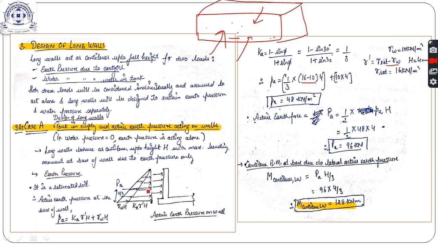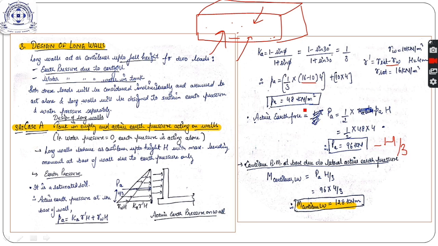The force due to this earth pressure will be the area of this whole triangle, which is half into Pa into the height capital H. So we get the lateral earth force to be 96 kilonewton and the earth pressure to be 48 kilonewton per meter square at the bottom. This will act at a height of H by 3 from the bottom of the wall.